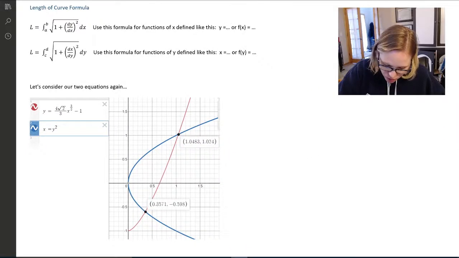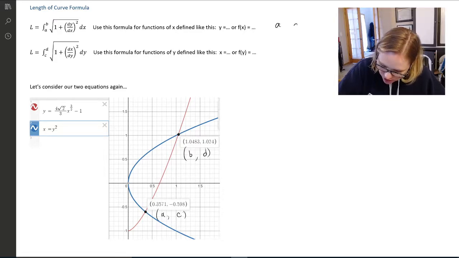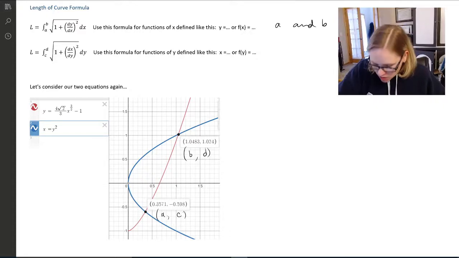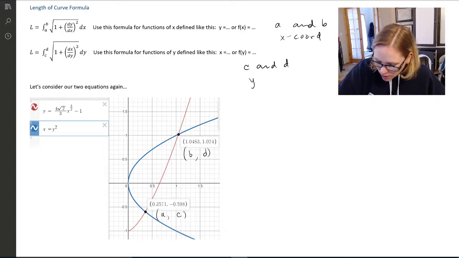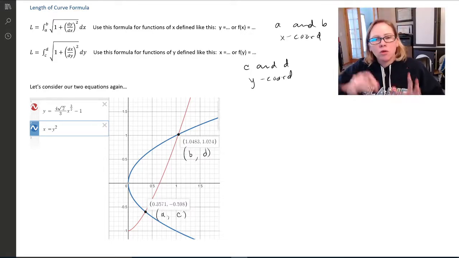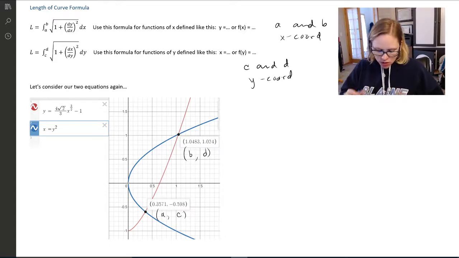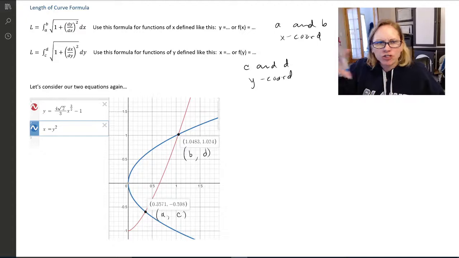in this situation, we would want to consider this point down here. This would be a comma c, and this would be b comma d. So a and b are the x coordinates. C and D are y coordinates. So when we evaluate these integrals, we want to consider, what is it a function of? Is it a function of x or is it a function of y? And a function of x always looks like y equals, or f of x equals. If it's a function of y, then it's going to be like this blue equation where it says x equals, and then it's some function of y.